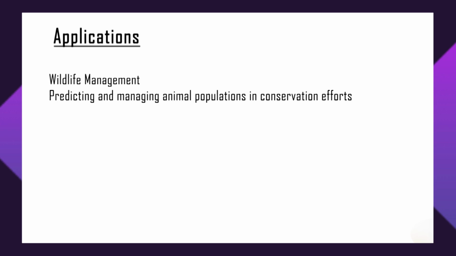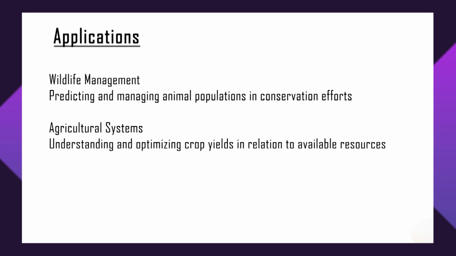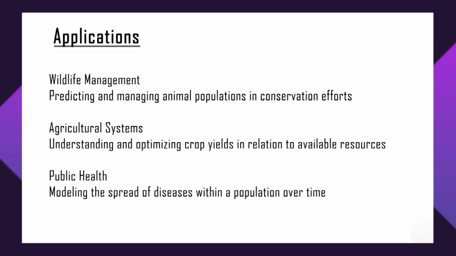What are different applications associated with this? The first one is wildlife management, predicting and managing the animal population in conservation efforts. It is also applicable in agricultural systems. In this, understanding and optimizing the crop yields in relation to the availability of resources is very, very important. The next important factor is public health. Modeling of the spread of disease in a particular population over time often takes help from these models.